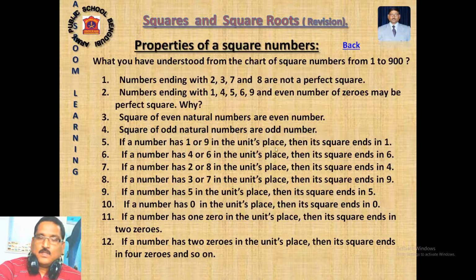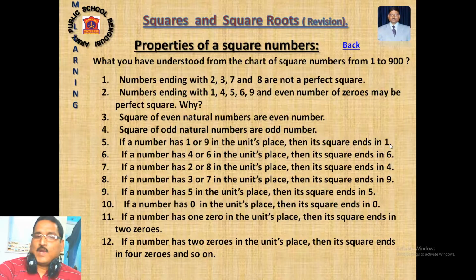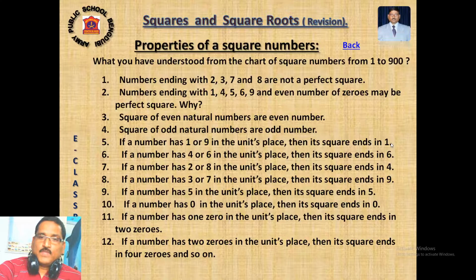square numbers. Okay, and another property is that if we find the square of an even natural number, it will be even. If we find the square of an odd natural number, it will be odd. Okay, this is one rule. Another is for numbers ending with 1 and 9. If any number ends with 1 or 9, the unit place of its square will definitely be 1.